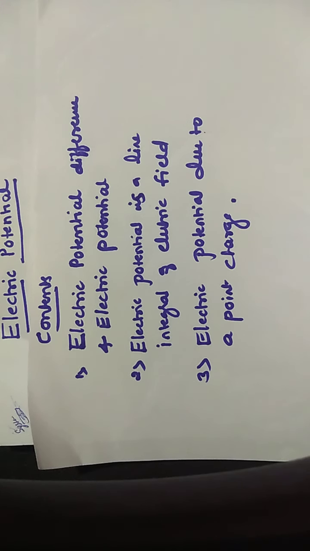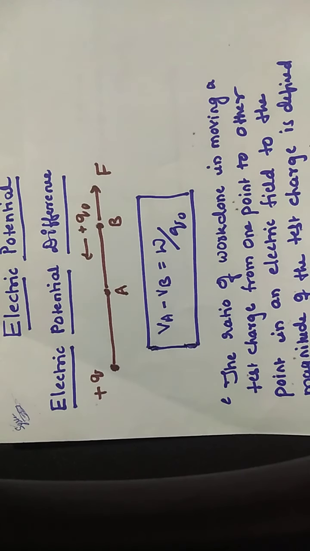Today I am going to explain about electric potential. In this lecture I am going to explain about electric potential difference and electric potential. Electric potential is a line integral of electric field and electric potential due to a point charge. First of all, let us know what is meant by an electric potential difference.